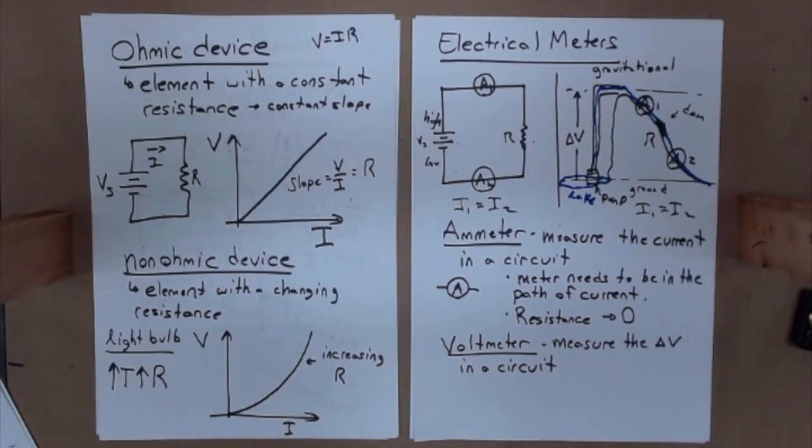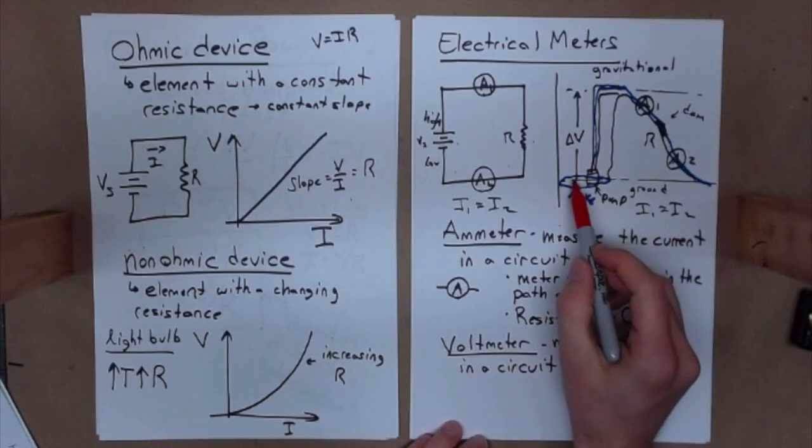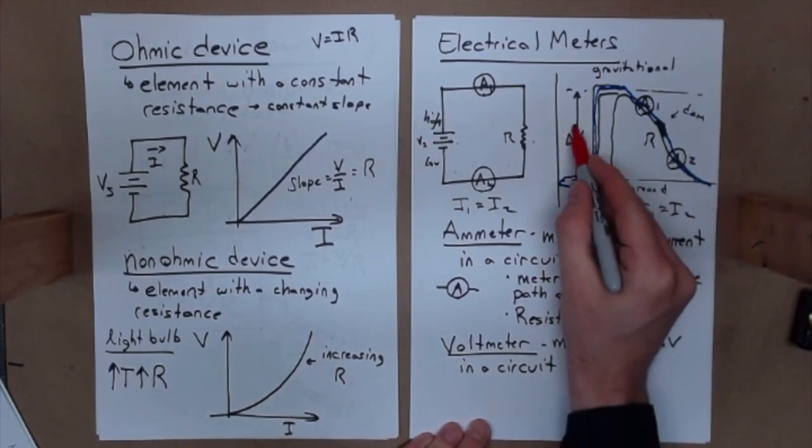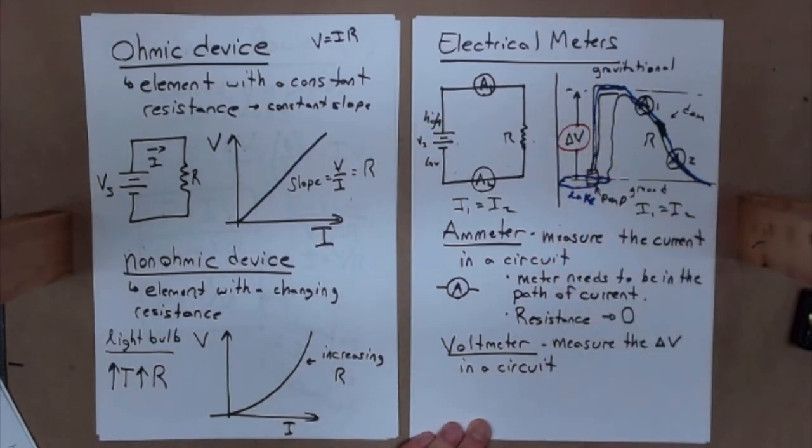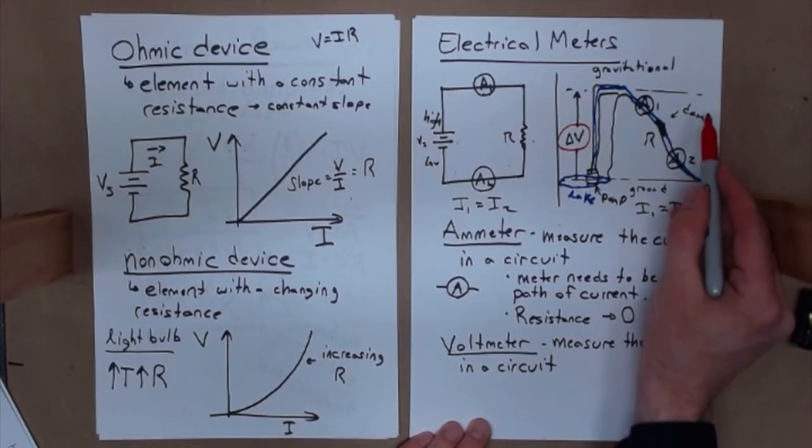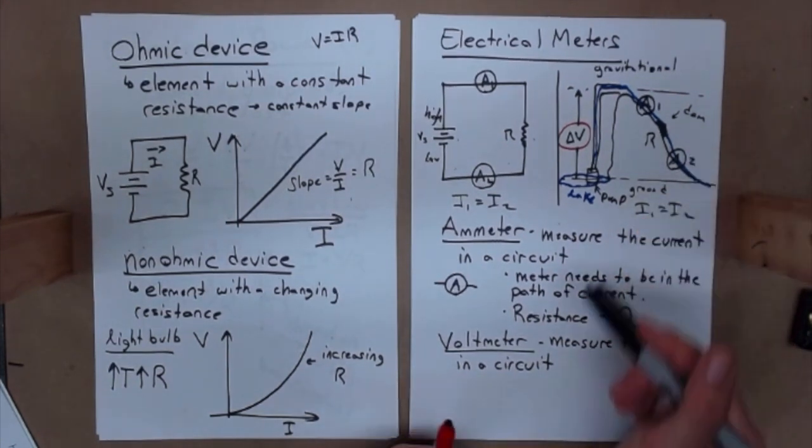The next thing is my voltmeter. Where do I place the voltmeter in the circuit? Well, let's think about this. When I measure the voltage, I'm essentially measuring the height here, right? I'm taking this thing and I'm putting it here, right? I could also take it and I can place it here. This piece of wood's getting in my way.